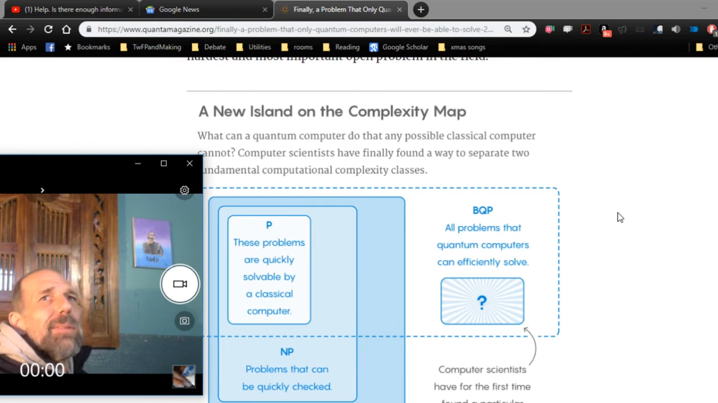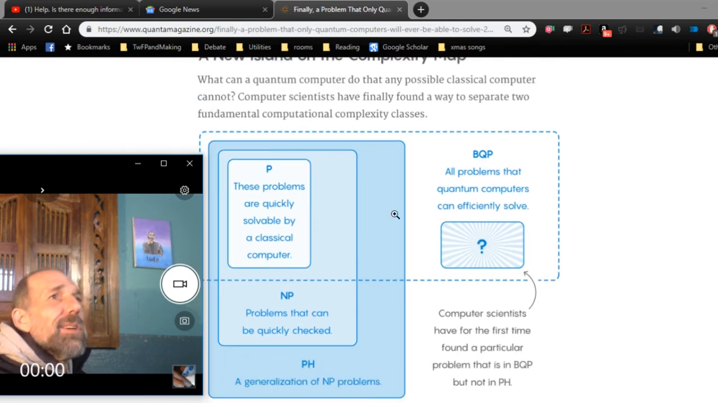BQP is all problems that quantum computers can efficiently solve, which includes all problems that our classical computers can solve. That's already been proved mathematically somehow. I don't know. But then I'll read this next part.